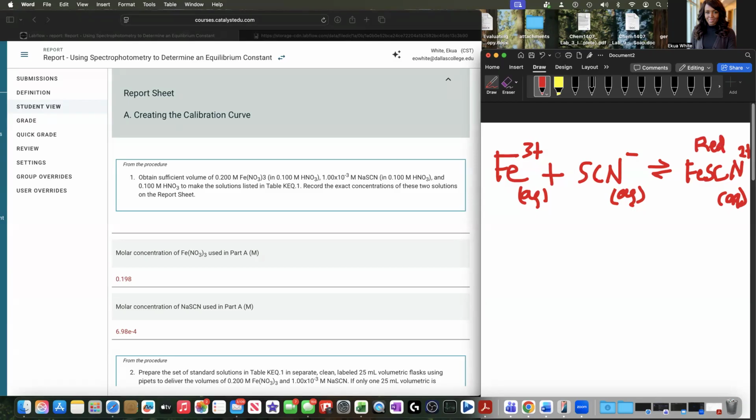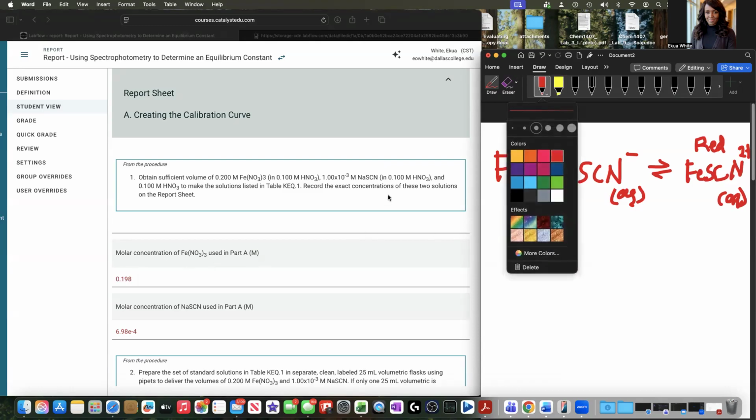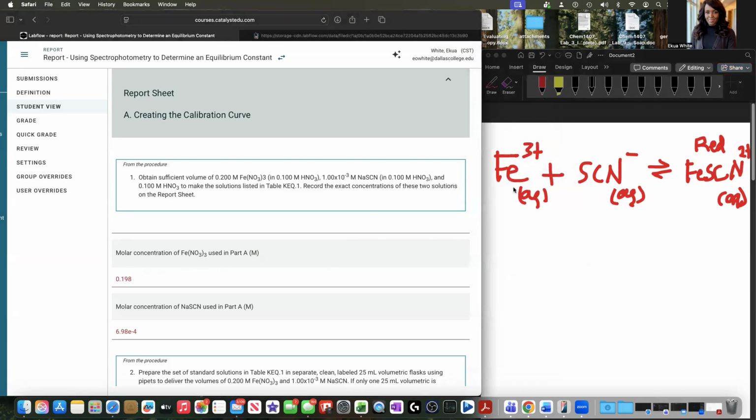Because it has a color to it, we can use the colorimeter or spectrophotometer to figure out the concentration from the color. But I'm getting ahead of myself. We're given the theoretical concentrations for the iron nitrate and then the sodium thiocyanate. The nitrate part is the counter ion, and the sodium is the counter ion, more like the escort ion. These are the ions that we care about, right? And so what I've written here is a net ionic equation.